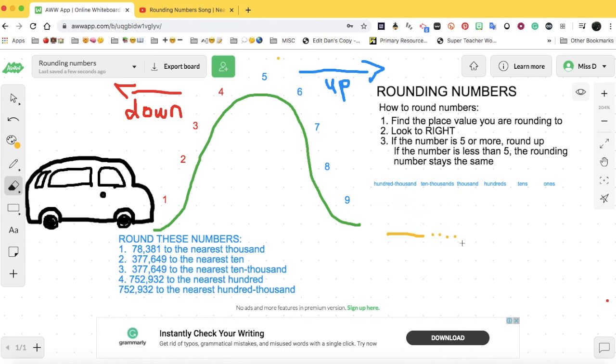I think it's really good that you go back and watch the video lots of times to help remember the rules. Write down those rules, maybe on a piece of paper, and also draw the hill because that really helps you to remember. If you stop between 1 and 4, you would roll down, you would go backwards, which means your number will stay the same. But if it's 5 or more, your car would continue, which is the same as rounding up.